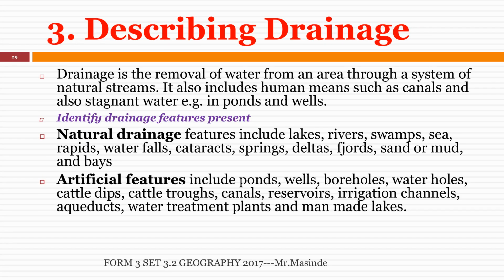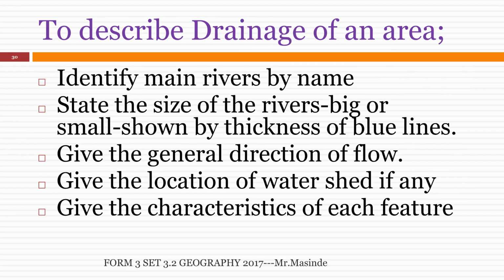Drainage is the removal of water via natural streams or artificial means like canals. When describing drainage, identify natural features like rivers and lakes, and artificial features such as ponds, wells, and boreholes. To describe drainage, identify the main rivers by name, state their size based on the thickness of the blue lines, give the general flow direction, locate any watershed, and describe the characteristics of each feature.